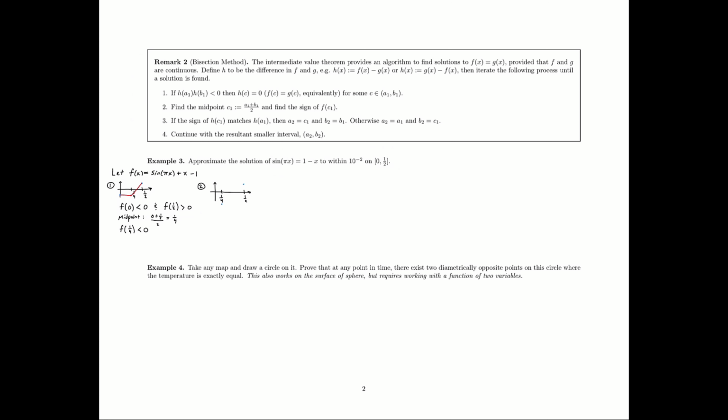And now we need to find the midpoint. Well, the midpoint is 1/4 plus 1/2 over 2, which is 3/8. So 3/8. And if we plug that midpoint, 3/8, into the function, we are going to find that it is positive now. So at 3/8, we're positive. And again, we'll connect the dots with straight line segments, and this shows that our next interval is this one. The solution has to be between 1/4 and 3/8.